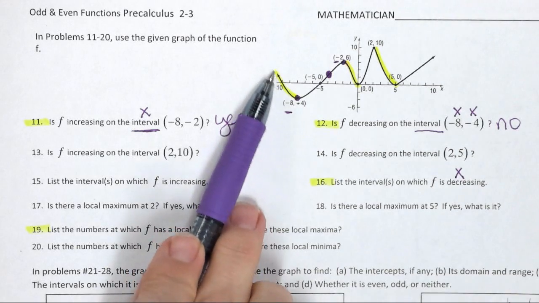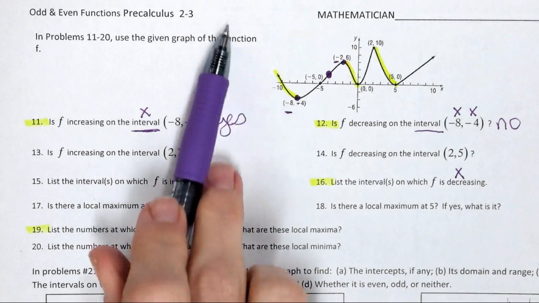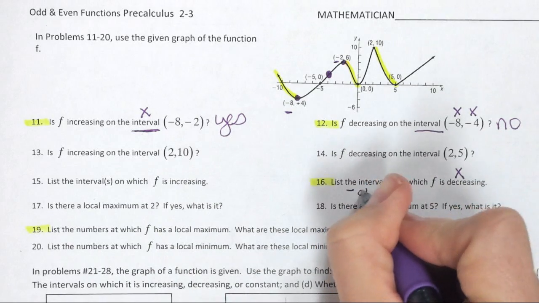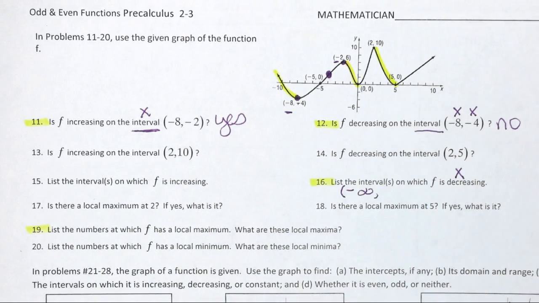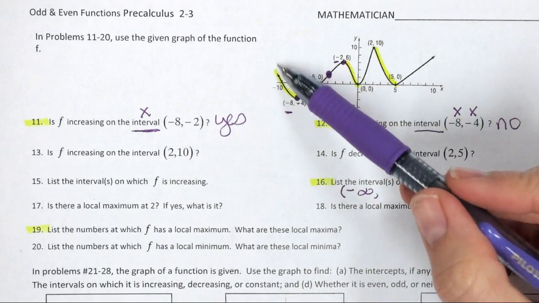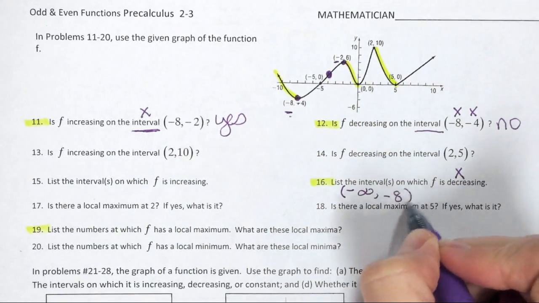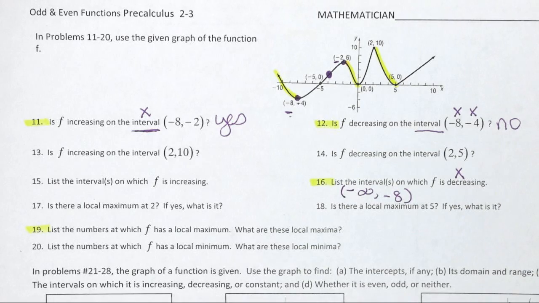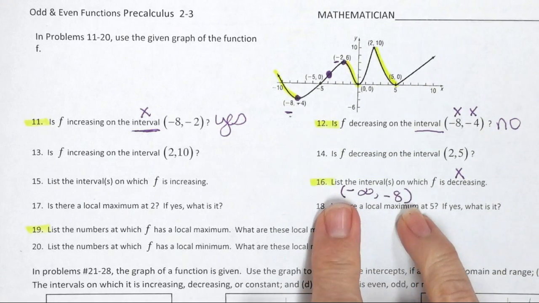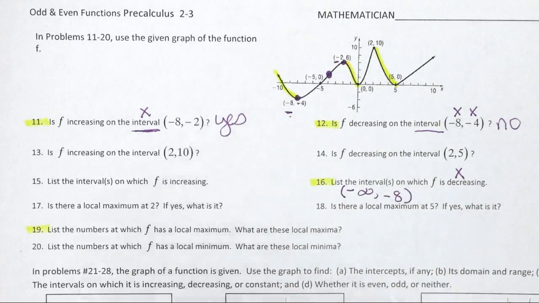So what's my x up here if it goes on forever? What kind of infinity? So negative infinity, interval notation, to, where does it end at? -8. Okay, that's one interval. Remember, we're not using brackets, we're using parentheses because these are turning points.